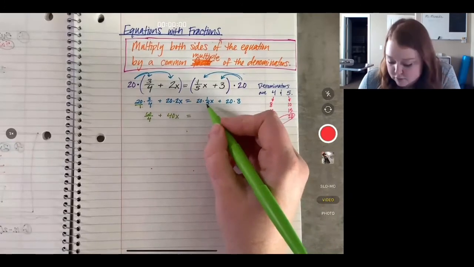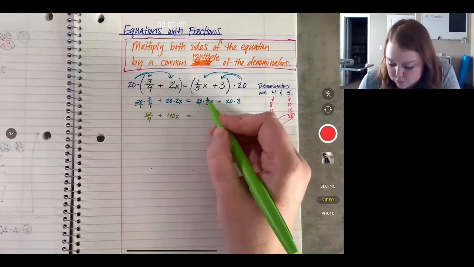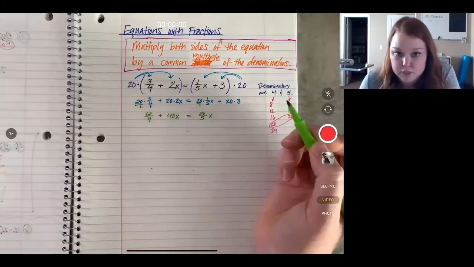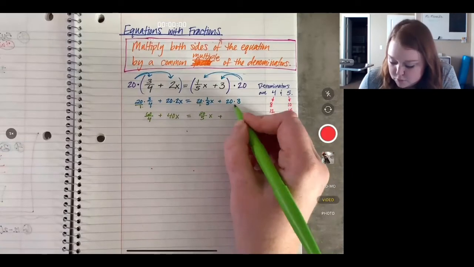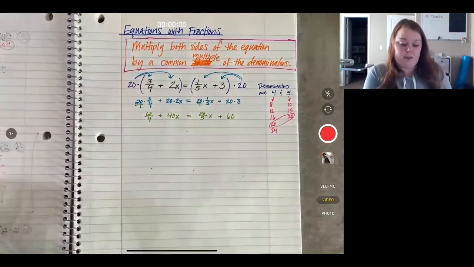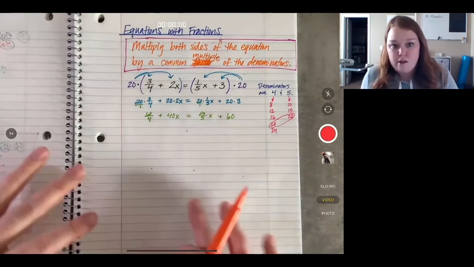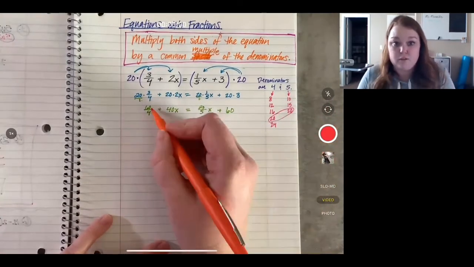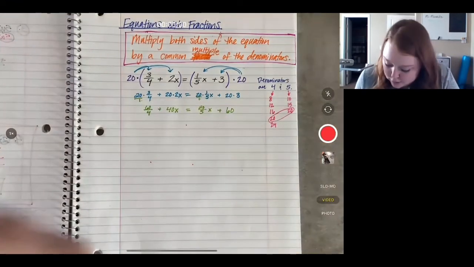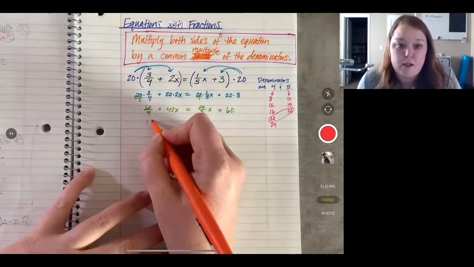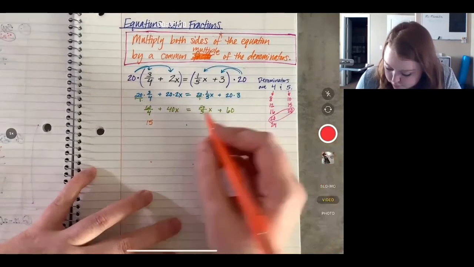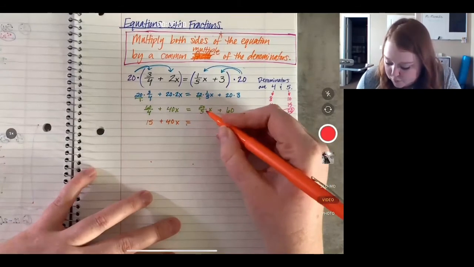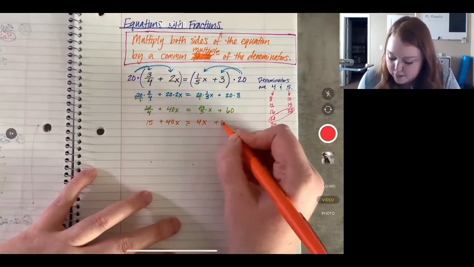20 times 1/5 x, so put 20 over 1. 20 times 1 is 20. 1 times 5 is 5. Don't forget your x. 20 times 3, 60. Okay? All right, so now let's simplify the division stuff. 60 divided by 4, you get a calculator, beep, boop, beep. That is 15. Drop down the 40x. 20/5, 20 divided by 5 is 4, so that's 4x. Okay, and we get this.